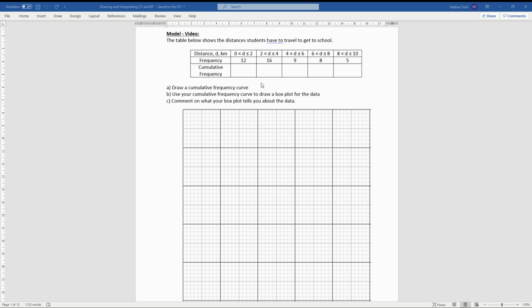Good morning, Year 10s. So today I'm going to be running through how to draw cumulative frequency graphs, because that's going to be one of your activities for your worksheet today, and then also how to turn that into box plots. So that's going to be the first part of today's lesson.